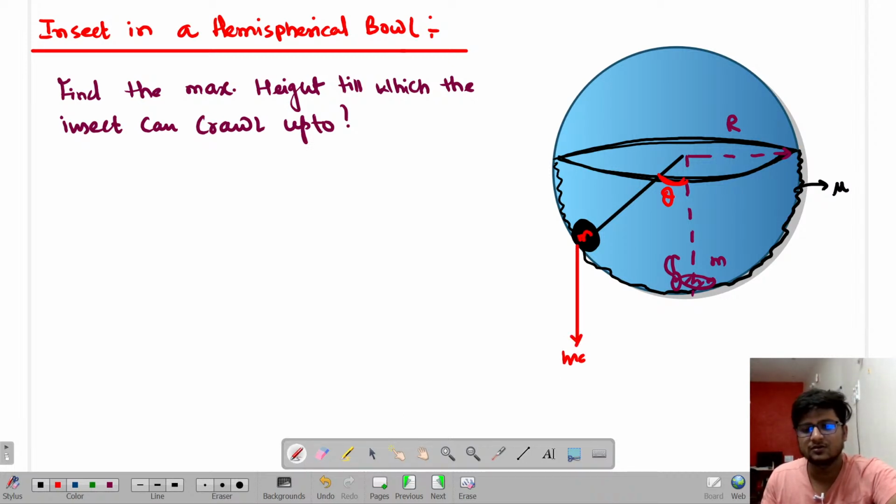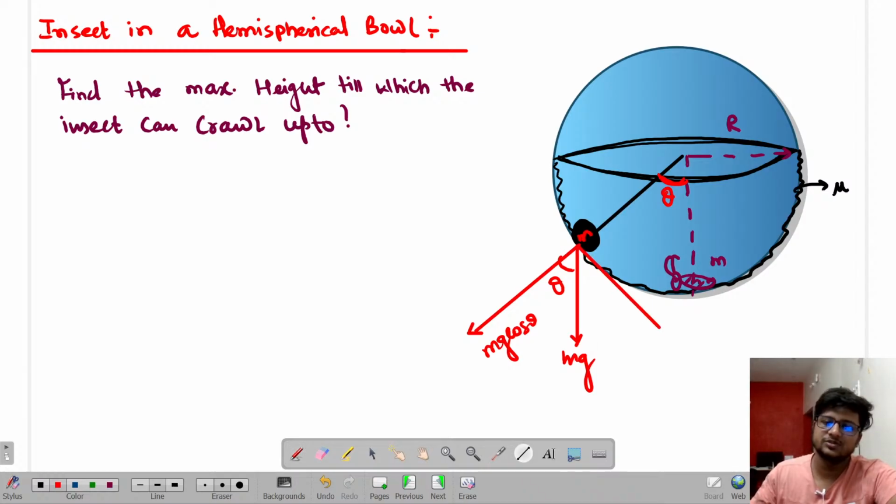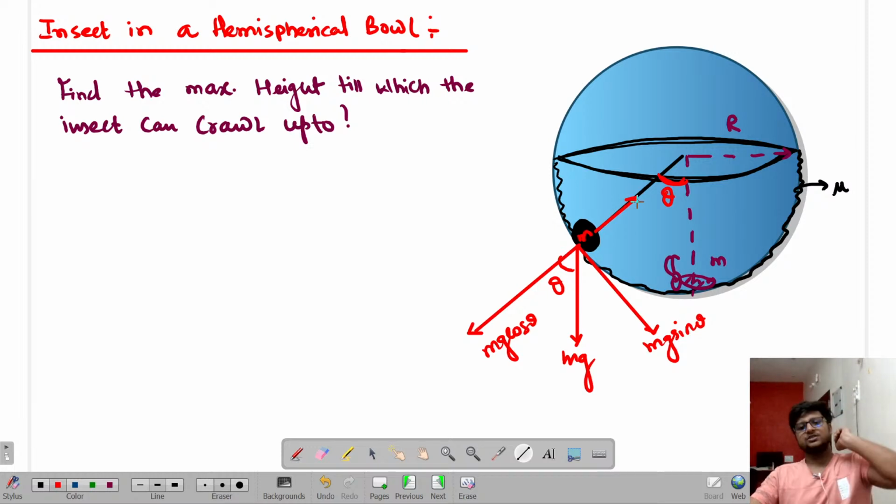This is mg, and along the direction of radius, I can consider this angle to be theta. So this will be mg cos theta, and this will be mg sin theta. Correct or not? Now you know that normal is always perpendicular to tangential surfaces, so this is my normal direction. At maximum height, I am selecting this diagram, and let's suppose from the ground this is my h max.